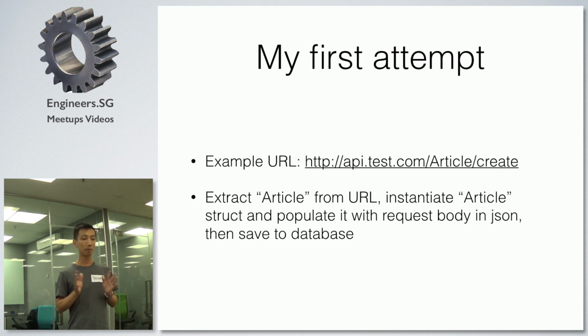So my approach is, for example, we see the article, so we know, okay, this guy wants to create an article. But how do I know that this guy wants to create an article when I'm a framework? I don't know the application model in advance, right? So what I'm always thinking is that I will extract the article from the URL, and after that try to instantiate the article struct, populate it with the request body, and then save it to the database. That sounds simple enough, but it turns out it's very hard to do in Go.